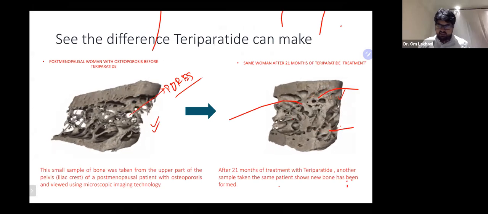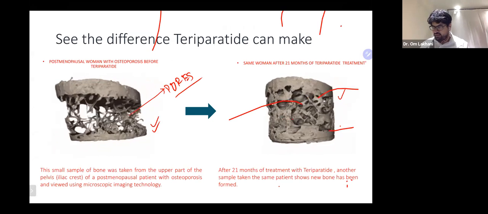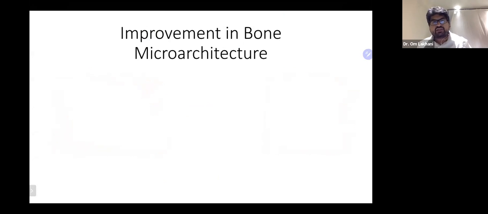Yeah. So the other important aspect of teriparatide, and the reason why it is very useful, is that it actually improves the bone microarchitecture. It changes the bone's structure, and that was clearly shown in the earlier slide. The microarchitecture clearly changes. Unfortunately, no other osteoporotic agent at this point of time improves bone microarchitecture.